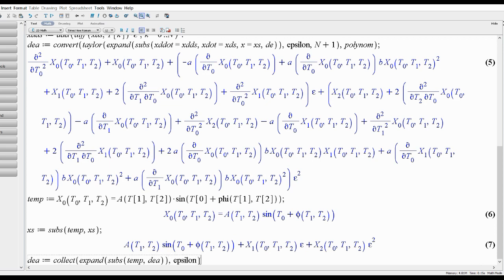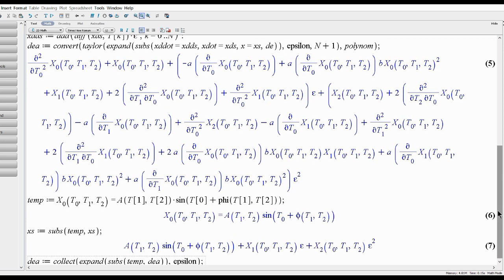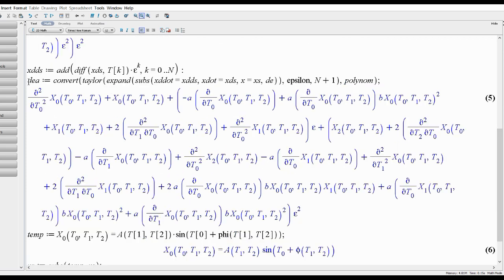Now what I want you to see here in dEA is that only T0 derivatives of x0 are here, but in this equation here we should have, see, for example, for x0 I have a T1 derivative. Okay, I don't yet have a T2 derivative, but when I go to the epsilon squared term, I expect a T2 derivative of x0 as well. Okay, so this is how it will proceed.